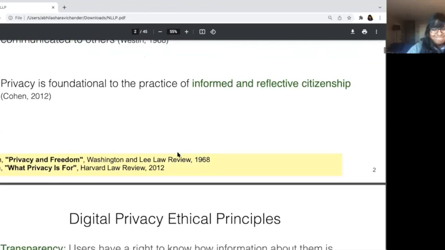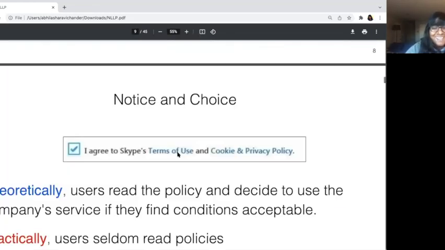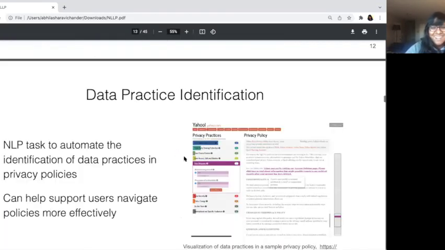Oops, sorry. Sorry, I should have done a control tab there. Okay.